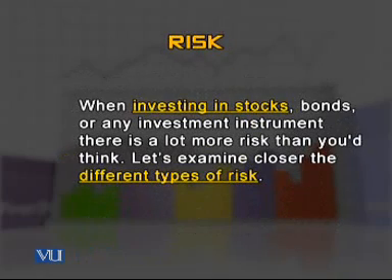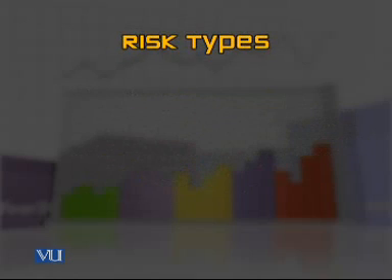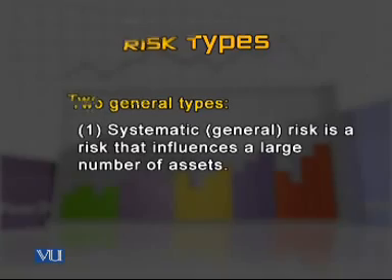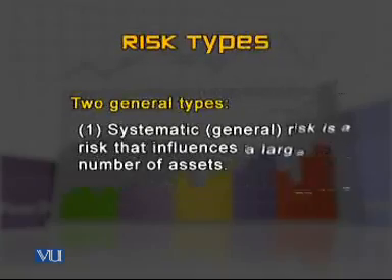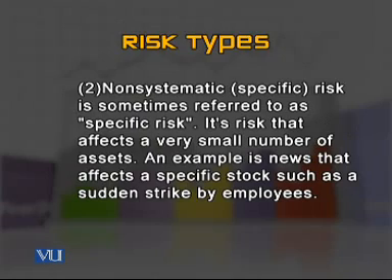So when you're investing in stocks, bonds, or any other investment instrument, there is a lot more risk than you'd actually be thinking about. And there are different types of risks involved. Risk, remember, is unavoidable. But having said that, I must add that risk is manageable. There are generally two different kinds of risks involved, one being the systematic risk, the other being the non-systematic risk, with the systematic risk being a general risk and the non-systematic risk being a specific risk.